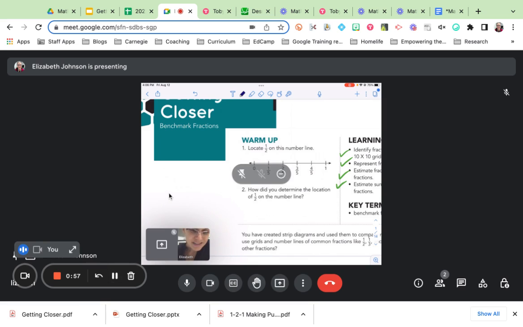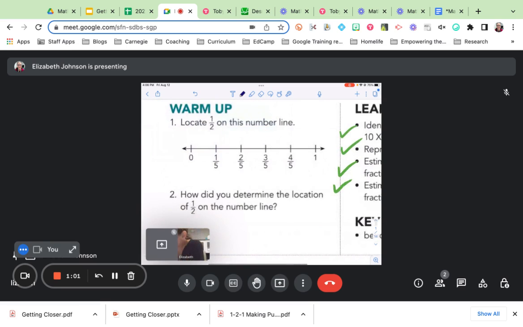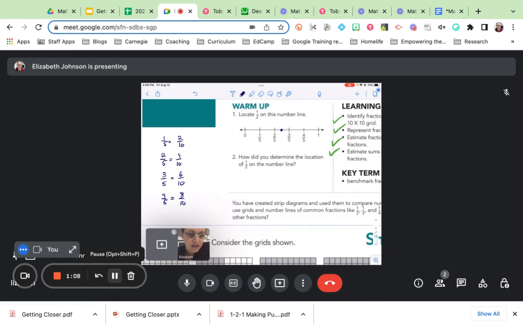All right, so you probably used a lot of different strategies to find 1/2 on this number line, and I'm sure you found it. It's right here. This is where 1/2 would be. Here's one strategy that you might have used. If you used this strategy, you might be a math teacher in the future.